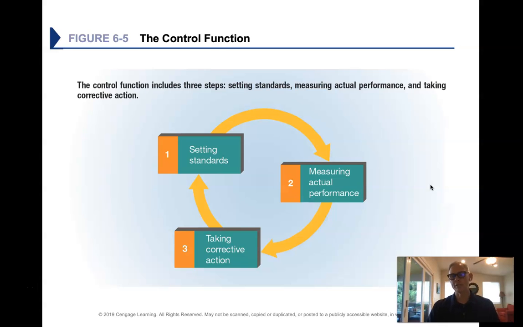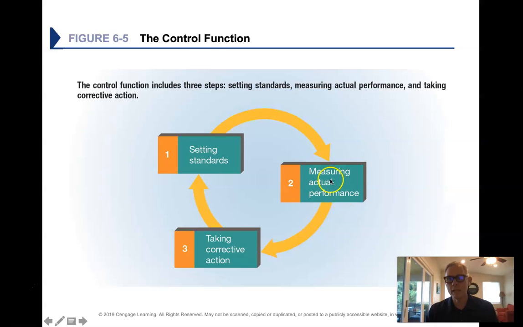Basically, the control function is understanding, okay, what's working, what's not working. We set these standards, okay? Whatever those standards are, we want to hit, $3 million in gross margin per month as we move through this new product launch, okay? Or we want to hit a certain amount of customers. So we set those standards. We then measure those standards, that actual performance. So did we exceed our $3 million or did we not meet that goal of $3 million?